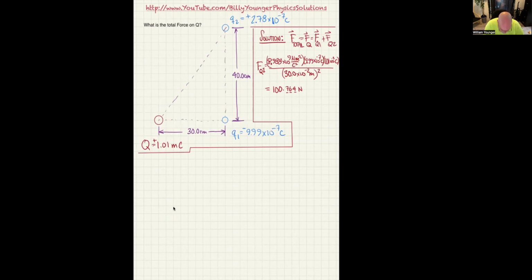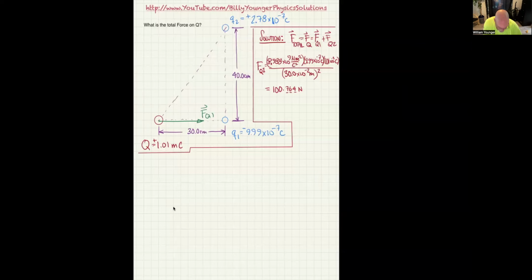Now we see capital Q and Q1 have opposite signs. Q1 is negative and capital Q is positive, so they are attractive, and that means the force on capital Q must point towards Q1 along that line. So what I'm going to do is draw a force this way, and that's F Q1, the vector. Notice if I treat the horizontal direction as the X direction and the vertical direction as the Y direction, this one only has an X component.